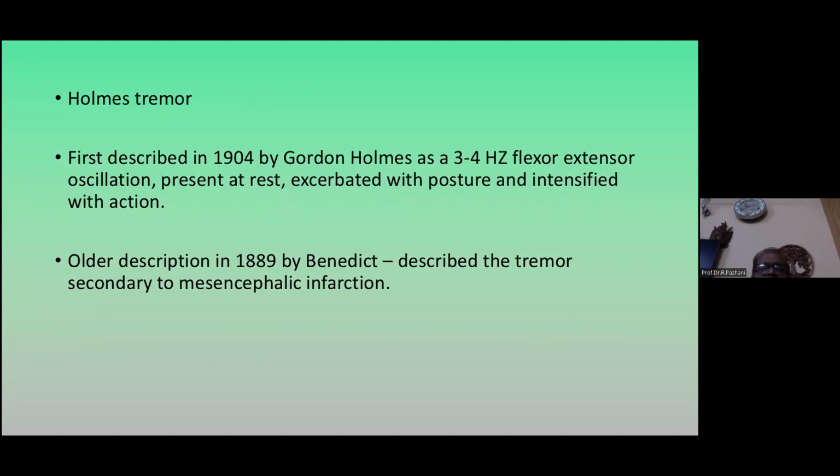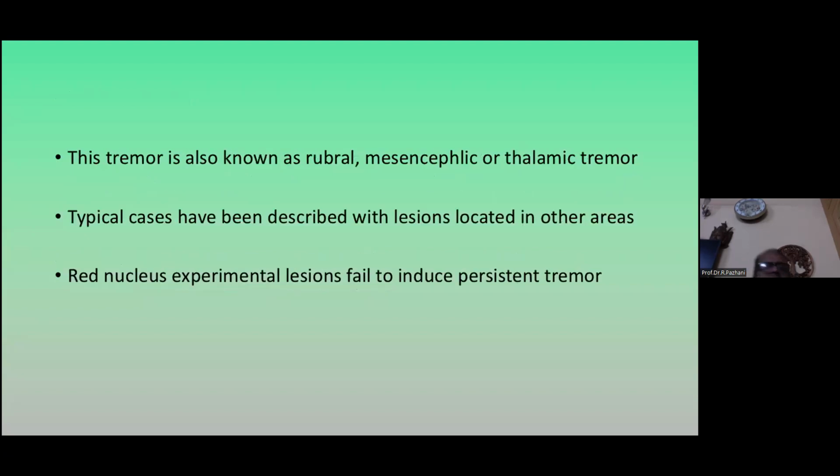It was first described in 1904 by Gordon Holmes. It is a 3 to 4 Hz flexor extensor oscillation, present at rest, exacerbated with posture, and intensified with action. An older description in 1889 by Benedict described the tremor secondary to mesencephalic infarction. Benedict described it before Holmes, but I think the definition and pattern, all those things, became more refined in 1904. This tremor is also known as rubral tremor, mesencephalic tremor, or thalamic tremor.